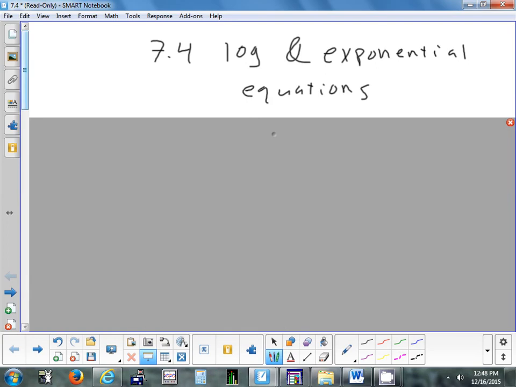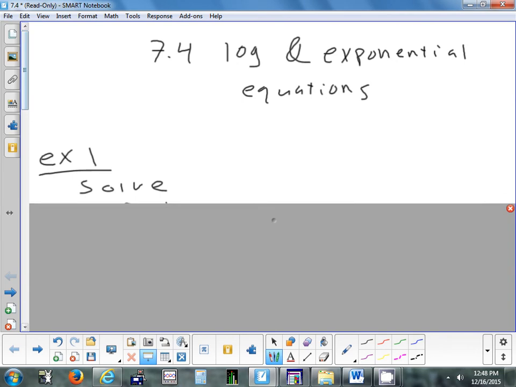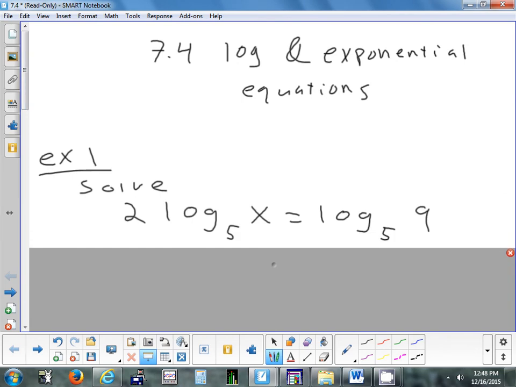All right, so our last section on logarithms is 7.4. Basically we're going to use all the properties we learned Monday and Tuesday to solve equations.